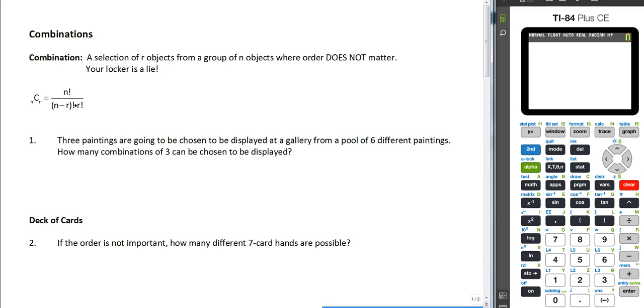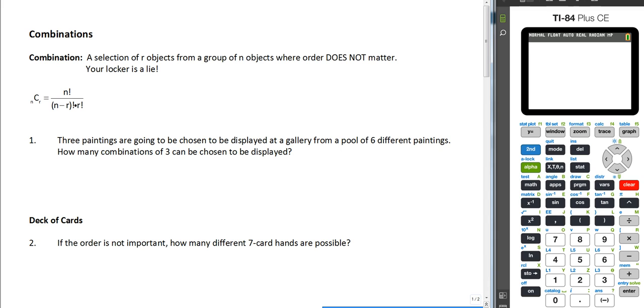All right. So, what do we mean by a combination then? If order doesn't matter, that's like saying that we have three different paintings and they finished in first place, second place, and third place out of a total of 6 paintings. Well, that is an order. First, second, and third does matter.